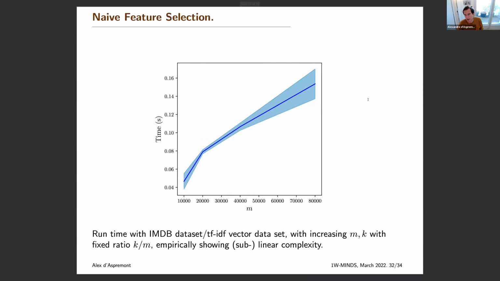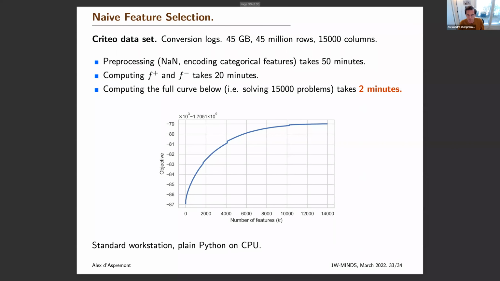So let me conclude by showing you a plot of how well this scales with the number of features. These are experiments on, again, the IMDb dataset. And you can see that scaling is actually, in practice, sublinear. And finally, this is an experiment. Feature selection is, again, only really important when you have a large number of features.